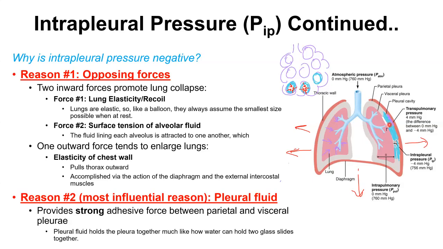The glass slides do not want to come apart because there is that really strong adhesive force due to the presence of water. This really strong adhesive force creates a negative pressure environment in which it's going to pull on the lungs to keep them partially inflated at all times. So this is why there is a negative pressure that exists in the interpleural space.